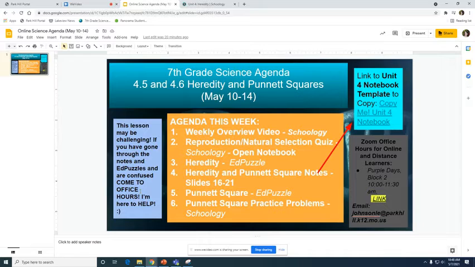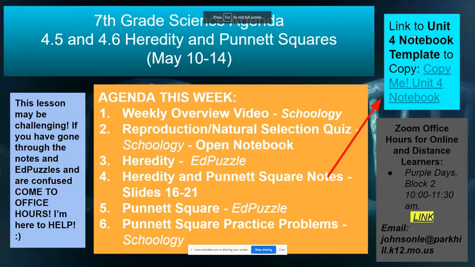So let's look at what we've got going on this week. We are diving into one of my very favorite topics, which is heredity, like genetics, how we pass traits from one generation to the next, and then these fun little things called Punnett squares, and they're almost like a game. So if you like Sudoku or these other games of logic, then you'll really love Punnett squares this week. So I hope that you have fun with this and enjoy this.